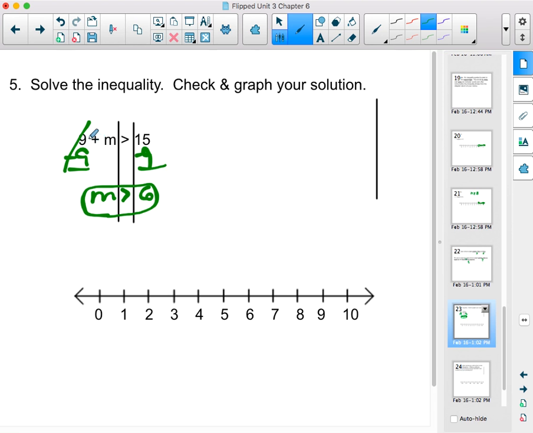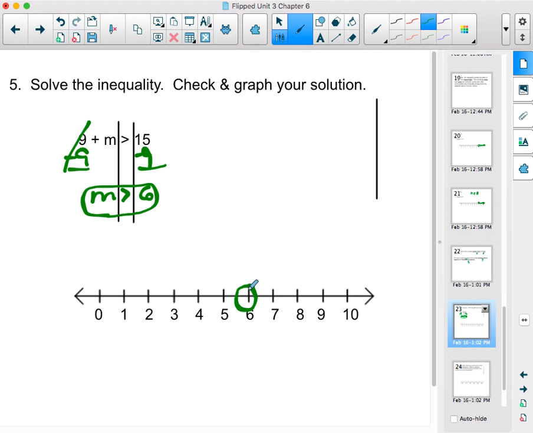I'm going to go with 7. 9 plus 7 is 16. 16 is greater than 15. Think of another number greater than 6. 10. 9 plus 10 is 19. That is also greater than 15. So any number greater than 6 makes our inequality true.